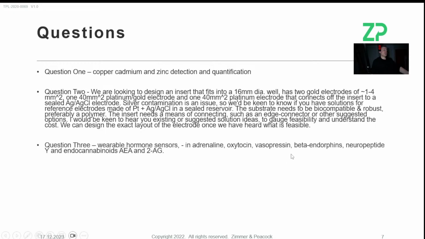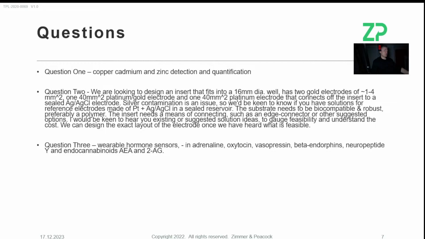Question number 2 is really related to question number 5 as well, where somebody else is looking for what we call a custom screen printed electrode. So for questions 2 and 5, look at the answer to both. When I answer both of these questions today, go back and find the answer. If you're number 5, look at question 2, and if you're 2, look at 5.